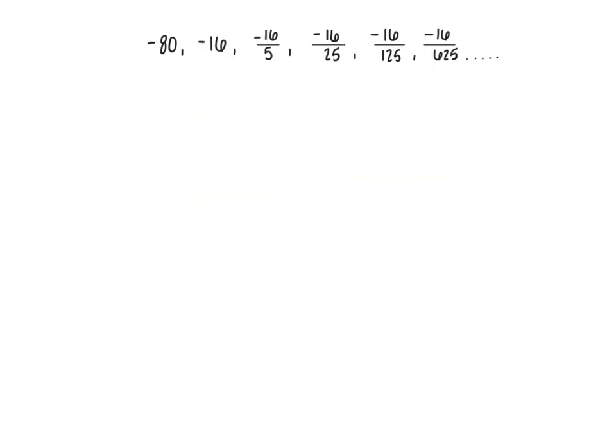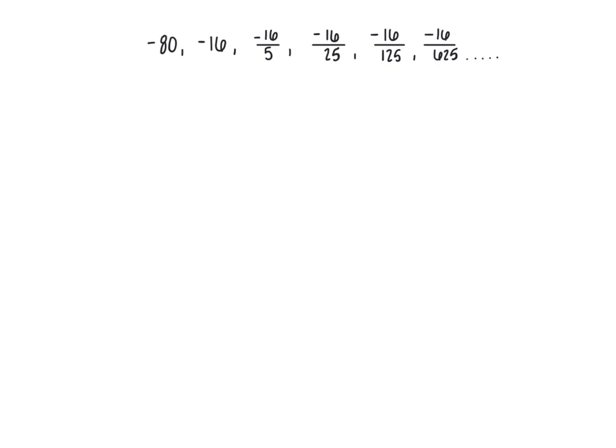Let's try another example. Here, as I look at this sequence, I can tell immediately that I'm not adding or subtracting something. It looks like I'm multiplying by something because I'm going from a whole number and then I eventually end up in a fraction. So what I should do is try to see what is the multiple between these two that is getting me to the next number.